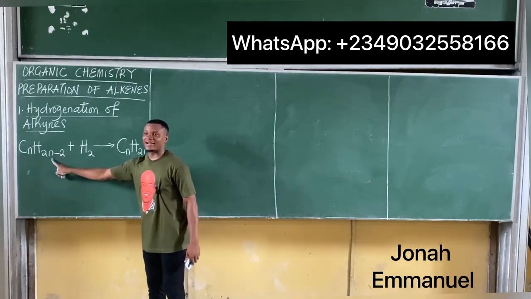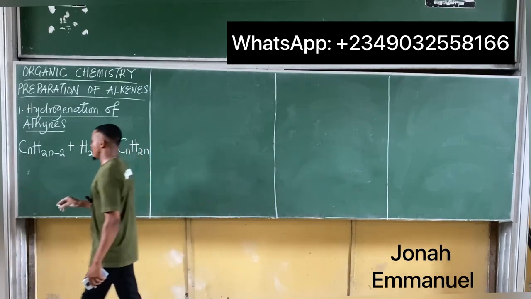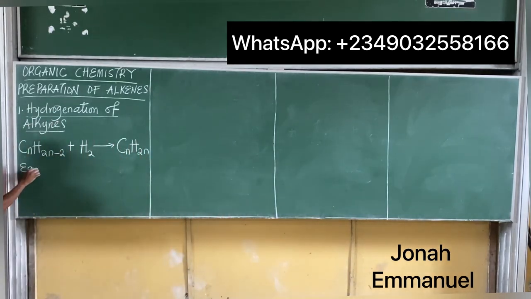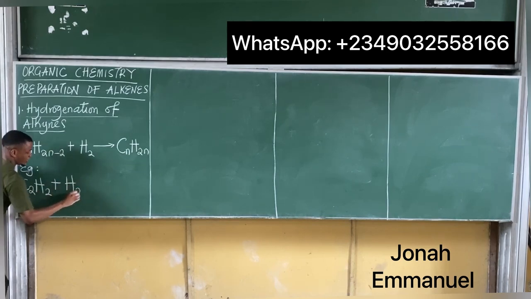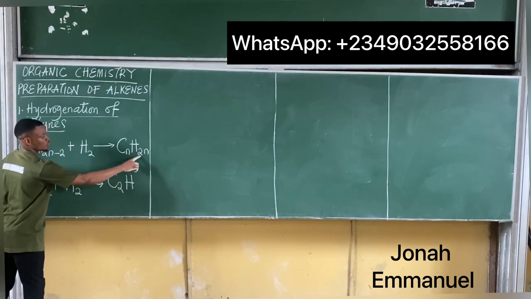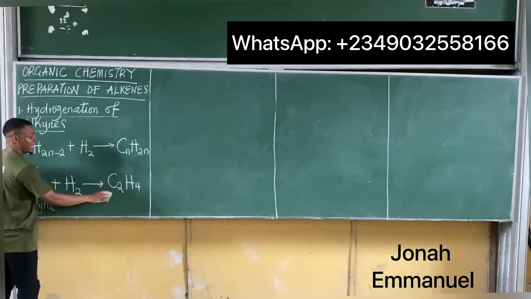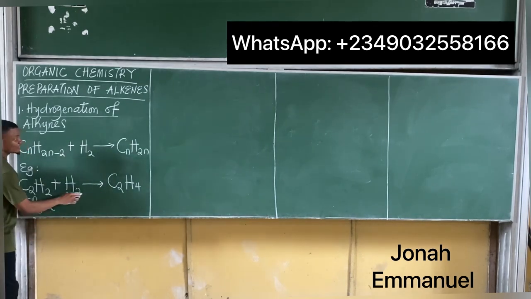Of course, this one represents an alkyne. So alkyne plus hydrogen gives you alkene. So example, let's take N to be 2. If I take N to be 2, it becomes C2. So C2, H into 2 times 2, 4, minus 2, 2. So C2H2 plus H2 gives you, we said N is 2, it becomes C2H into 2 times 2 is 4. What you have here is ethyne. So an alkyne plus hydrogen gives you an alkene, ethyne plus hydrogen gives an alkene.